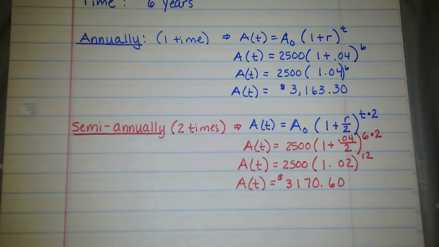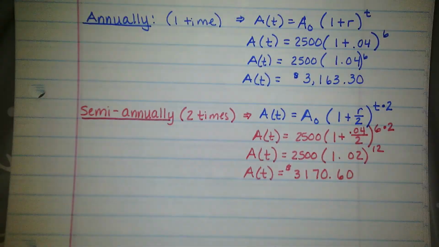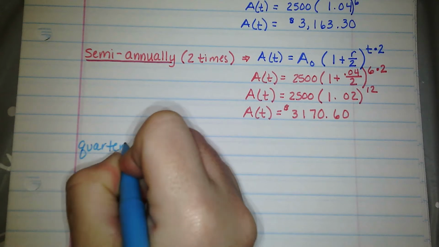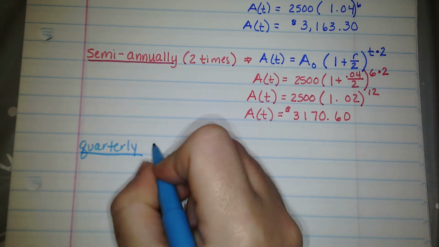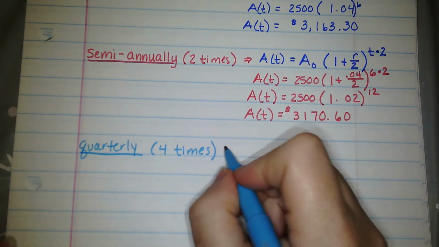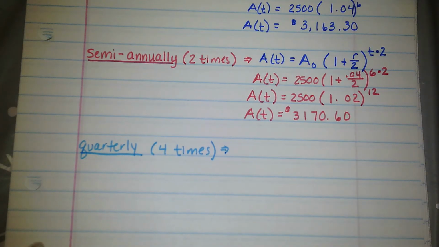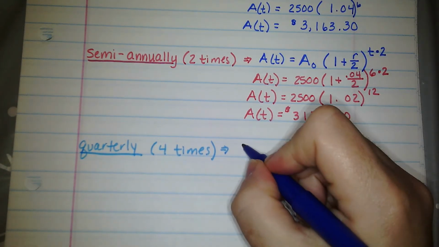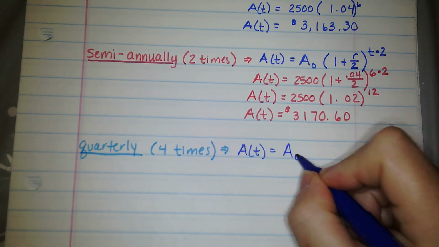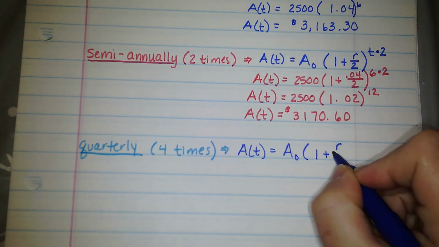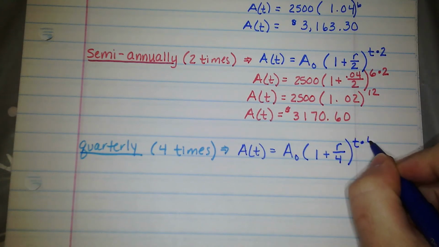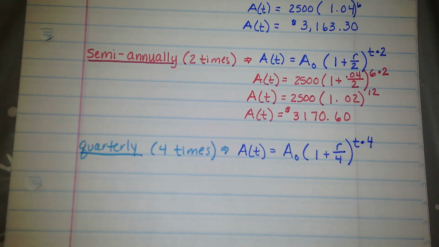All right, moving to the next one. I want to show you quarterly. I'll move my paper up a little bit. So quarterly represents 4 times per year. Remember, 4 quarters in a dollar. So when we go to write that one, we're going to take our regular growth formula, A of t equals A naught (1 plus R), but now we're dividing by 4 times. And we're taking our time and multiplying by 4 times because that's how many times we're doing it. Everything else stays the same.